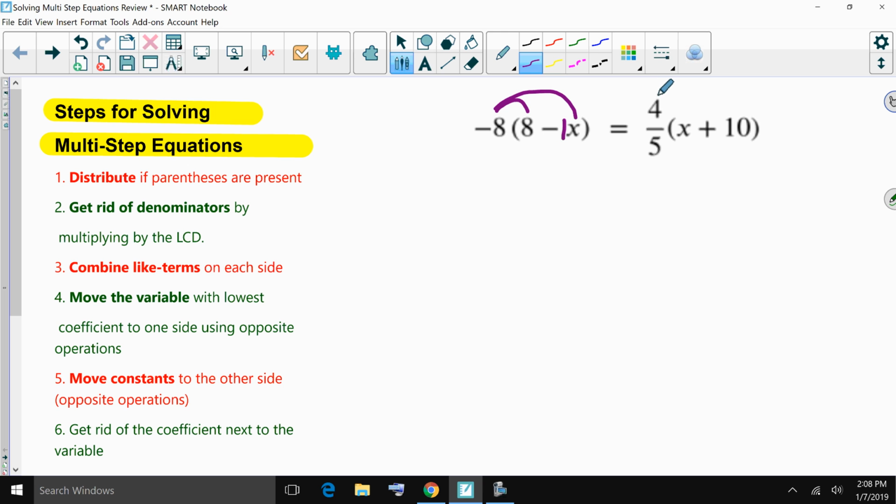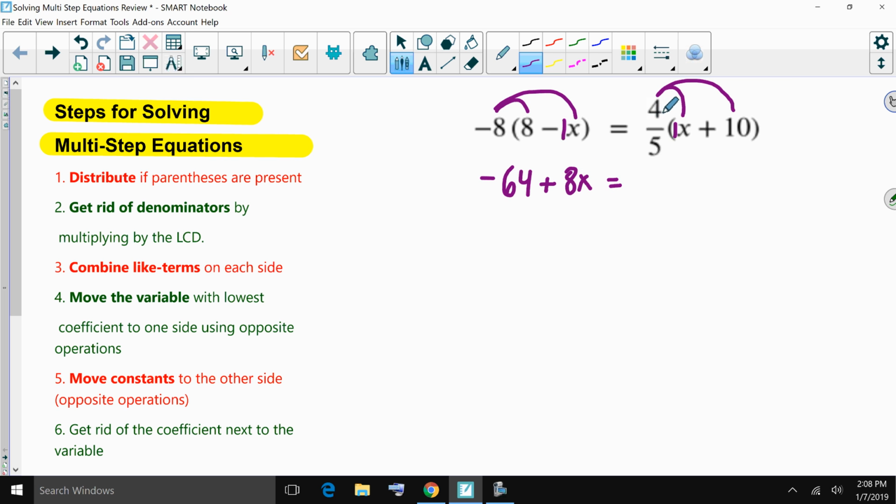Then after I do that, I'm going to multiply 4/5 times, you guessed it, times 1, because there is a 1 in front of the x, and then 4/5 times positive 10. So I'm going to start with that. And negative 8 times 8 is negative 64. Negative 8 times negative 1 gives me positive 8. Don't forget the x is still there.